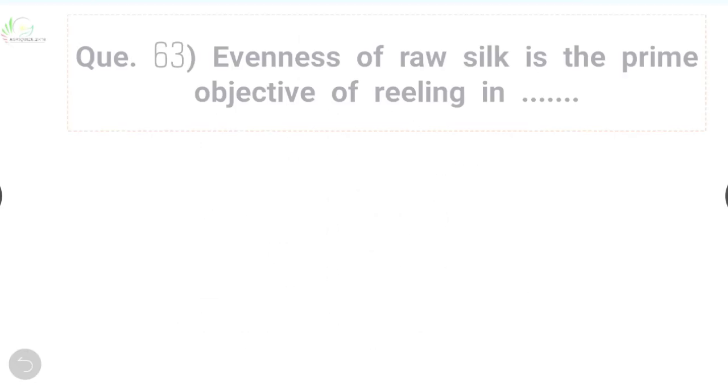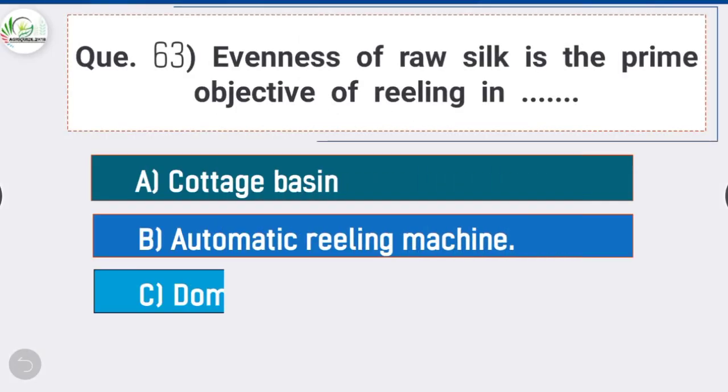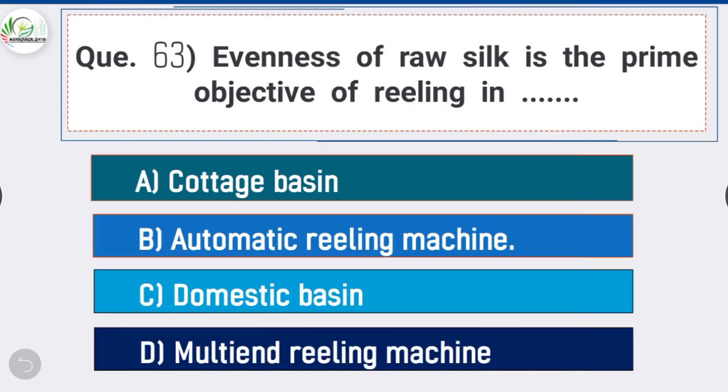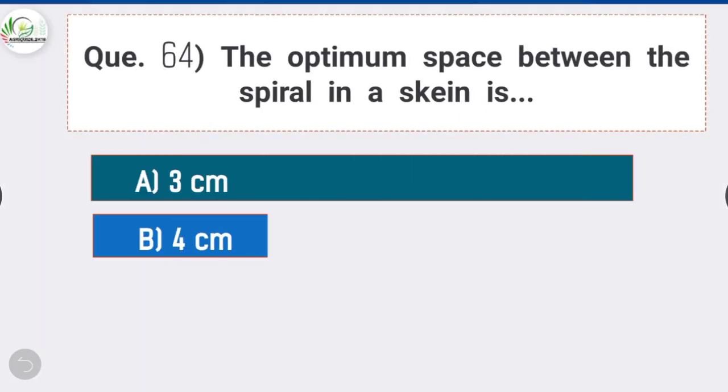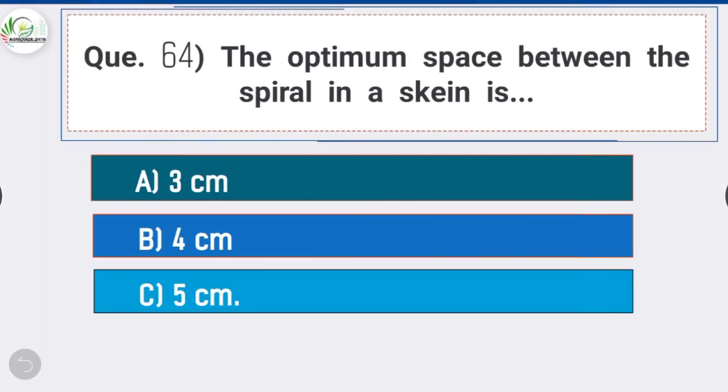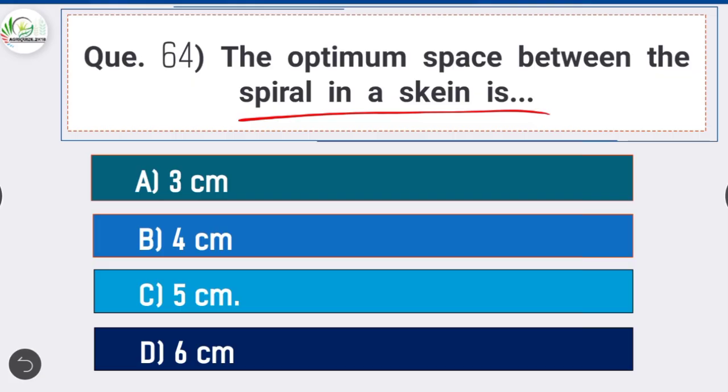Question number 63. Evenness of raw silk is the prime objective of reeling in, and the correct answer is automatic reeling machine. Evenness of raw silk is the prime objective of reeling in automatic reeling machine. Question number 64. The optimum space between the spiral in a skein is, and the correct answer is 5 cm. The optimum space between the spiral in a skein is 5 cm.